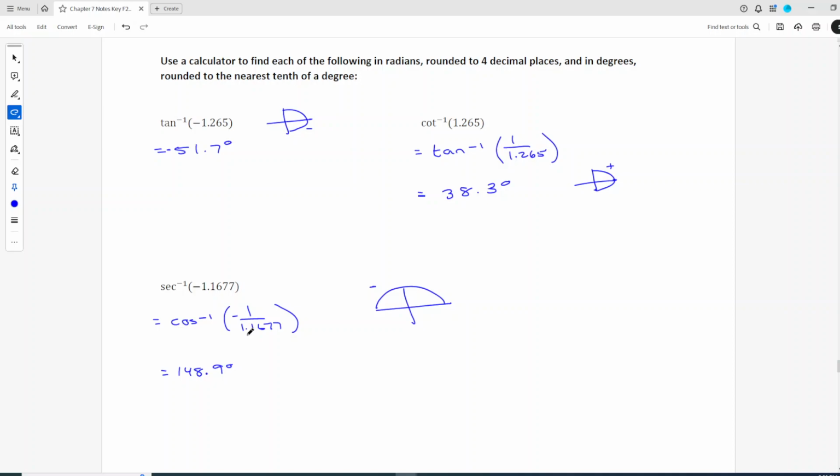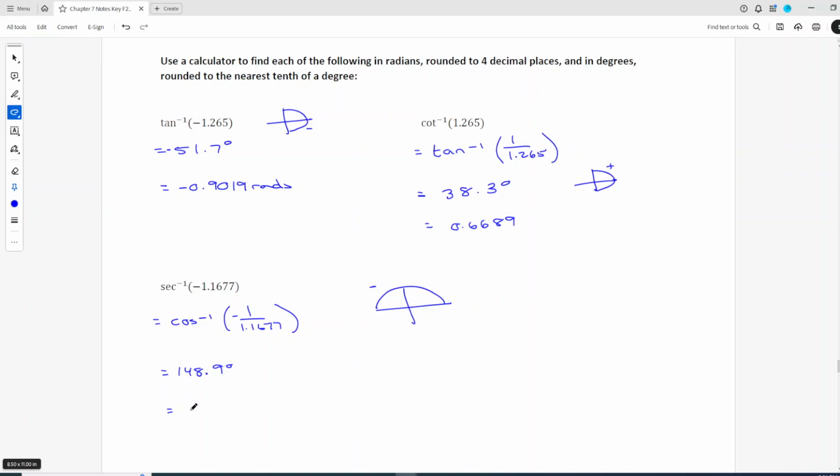So inverse tan of negative 1.265 is going to give us, now this is in radians, negative 0.9019 radians. So weird, right? But it's less than half of pi, which makes it in quadrant 4. Same thing for this guy. Let's plug in inverse tan of bracket 1 divided by 1.265, which is going to give us positive 0.6689, again in radians.